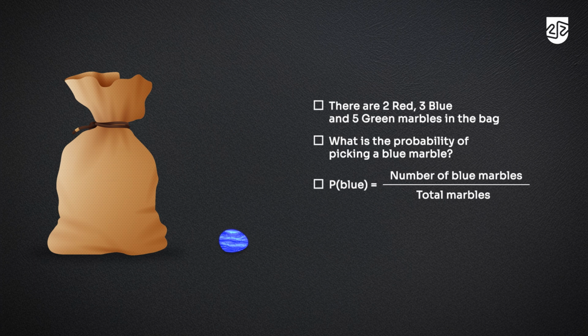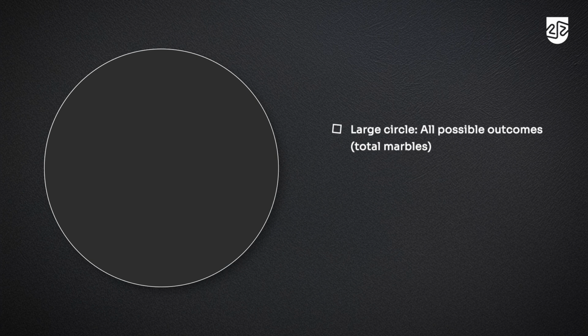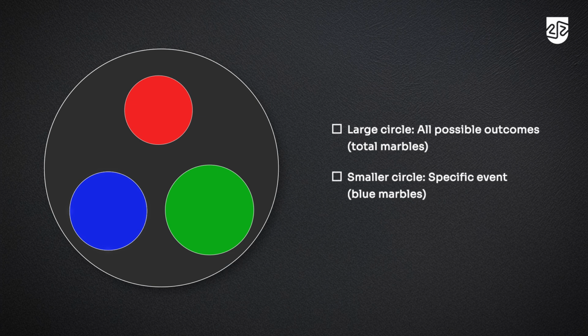The probability of picking a blue marble is simply the ratio of the number of blue marbles to the total number of marbles. We'll use this notation to represent probability throughout. Now let's see if we can express this visually using a Venn diagram. Here, the large circle represents all possible outcomes, the total number of marbles in the bag. The smaller circle represents the specific event we are focused on, the blue marbles.